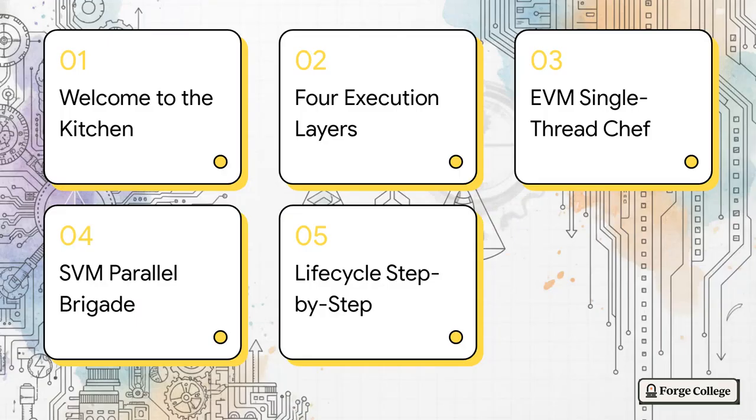All right, here's our menu for today. 1. Welcome to the kitchen. 2. The 4 layers of execution. 3. EVM, the single-threaded chef. 4. SVM, the parallel brigade. And finally, number 5, a step-by-step transaction lifecycle.